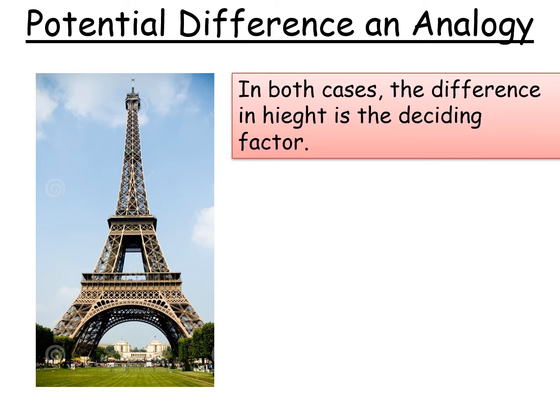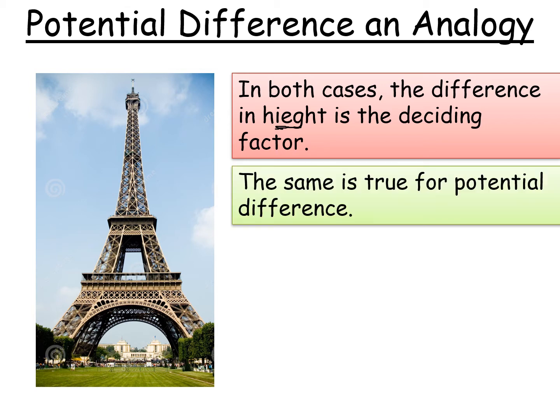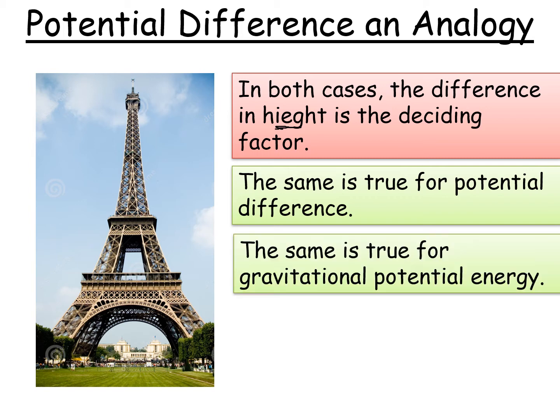And the answer is, in both cases, the difference in height is the deciding factor, right? It's the difference in height. The same is true for potential difference. It's the difference between the potentials that determines how big an energy per charge it has. The same is true for gravitational potential energy. We'll look at that in a bit more detail when we come back to do conservation of energy. And so hopefully Mr. C will just have a broken leg rather than being in a coffin.